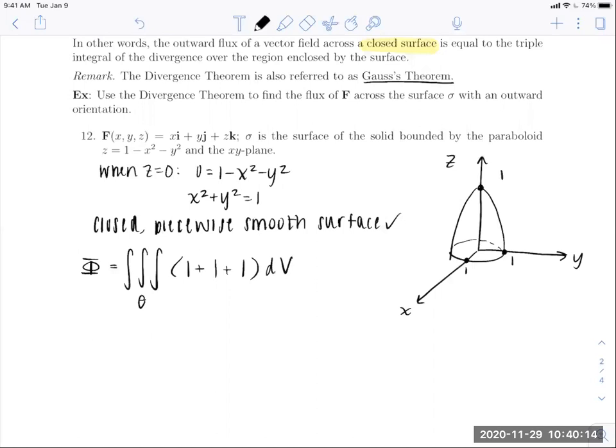Here, cylindrical is going to be best because we don't have a common radius. So if this were a hemisphere, we would want to use spherical. But since this is a piece of a paraboloid, cylindrical is going to be our best bet. So let's go ahead and set this up.